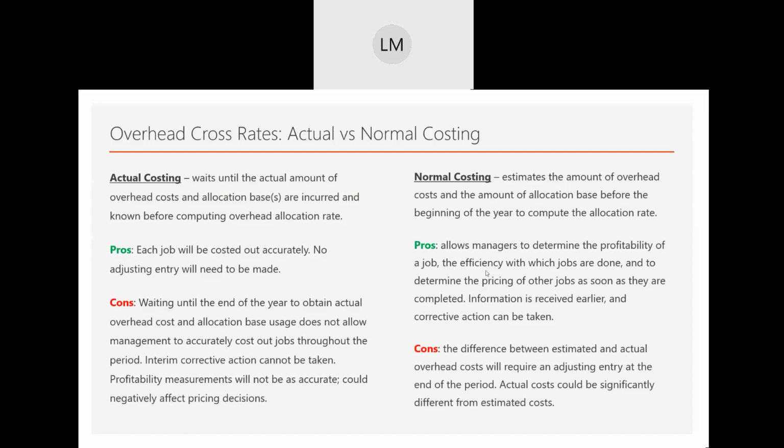Now, the con of that is that estimated and actual overhead costs are going to require an adjusting entry at the end of the period. If I estimate my costs and go based on that, and then I get my actual numbers at the end of the year, there's going to be a mismatch between the overhead allocated and the overhead incurred. So I'm just going to have to adjust to close those out at the end of the year with an adjusting entry. Another con is that the actual cost could be significantly different from the estimated costs.